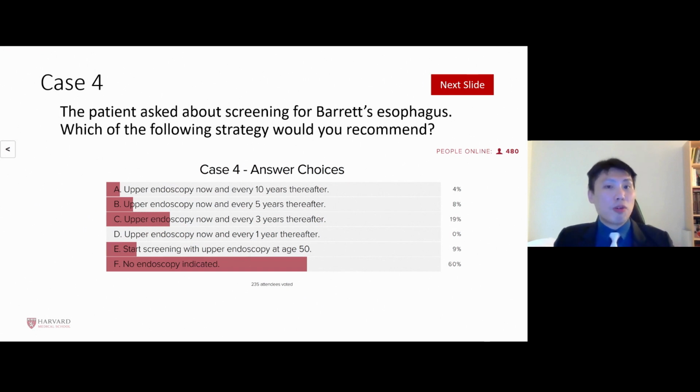So going back to case 4, this patient who is healthy, who is an African-American woman, young, who's thin, doesn't smoke, doesn't drink, no family history, there really is no endoscopy indicated because she doesn't really have many risk factors.